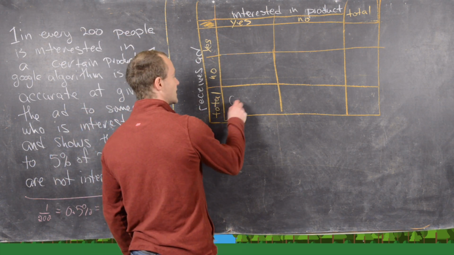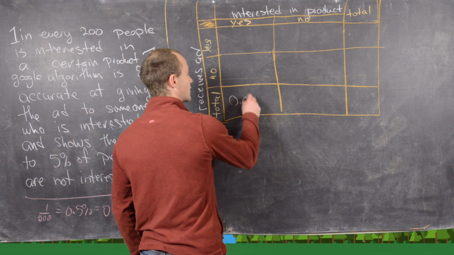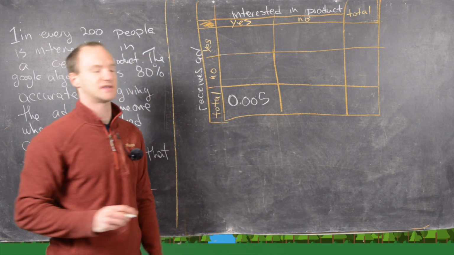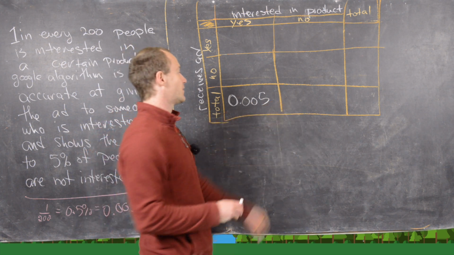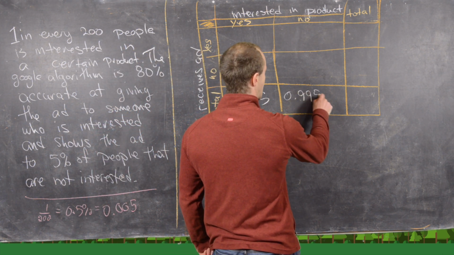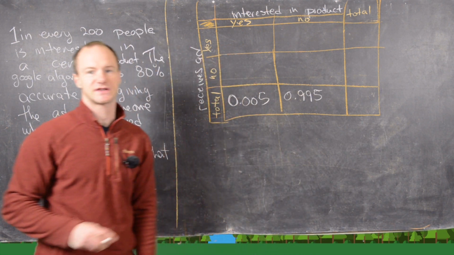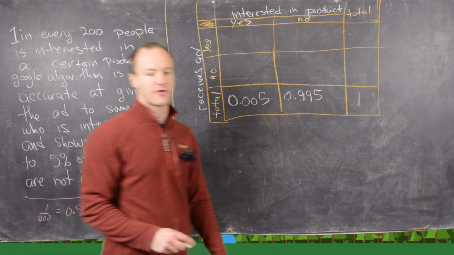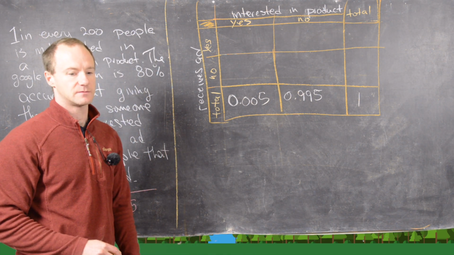So we can go down here and put 0.005 for the total number of people that are interested in the product, which means the people not interested in the product is 0.995. In other words, 99.5%. But notice that adds up to a total of 1. In other words, 100% of the people.